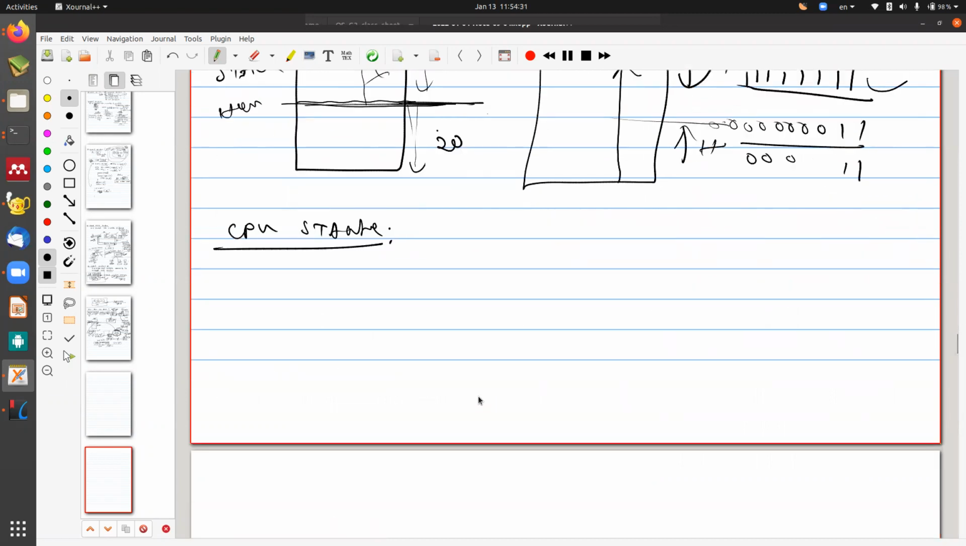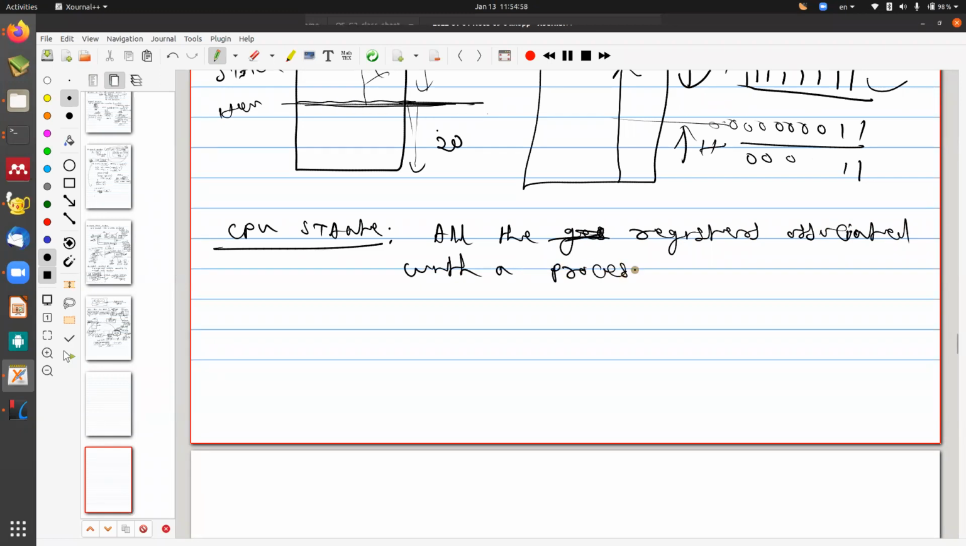Okay, now come to CPU. So what is the CPU state? The CPU state basically says that all the registers associated with a process are called the CPU state of the process. What is the meaning? What are these registers used for and why are they used?